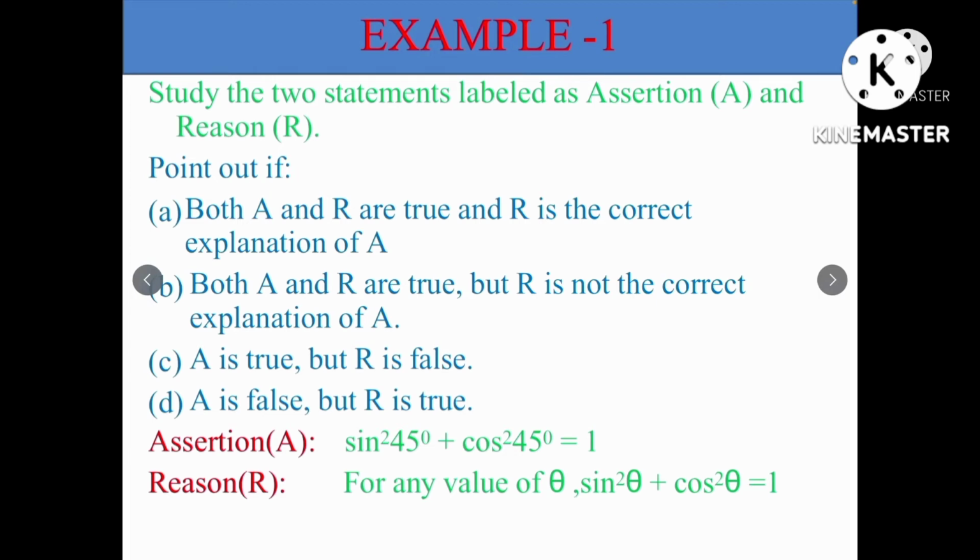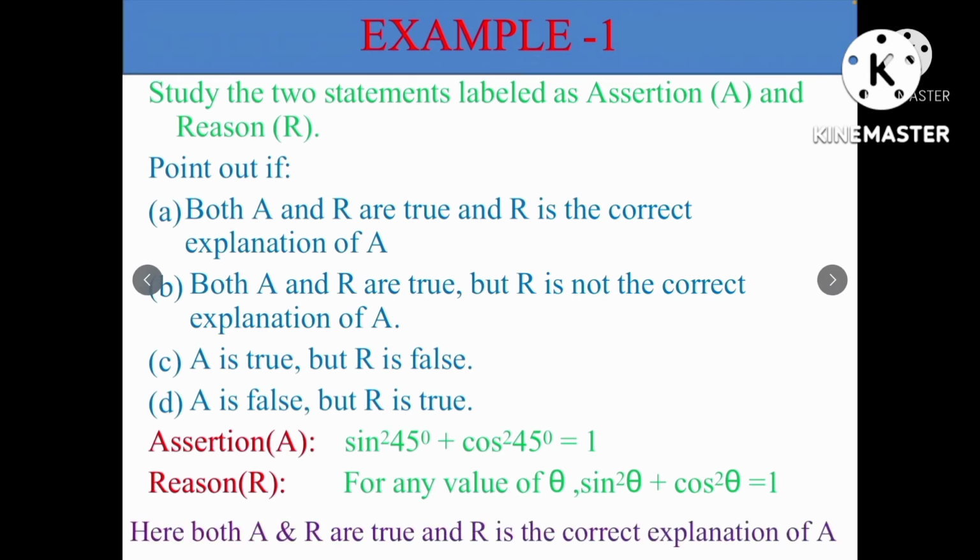Now coming to the reason. For any value of theta, sin square theta plus cos square theta equals to 1. This is an identity in trigonometry that we all know. So the reason is also correct. So the answer for this is: both A and R are true and R is the correct explanation of A, because we are using this identity here.